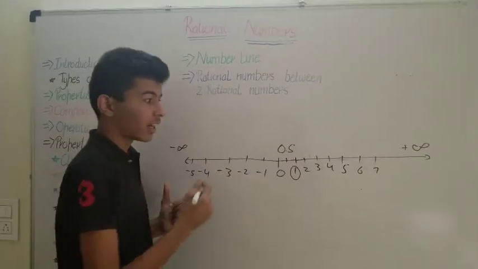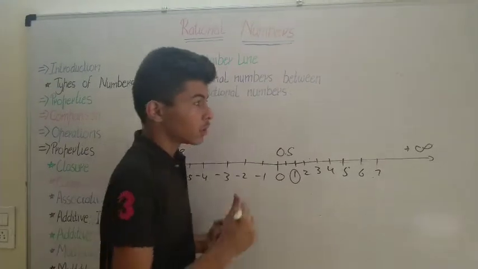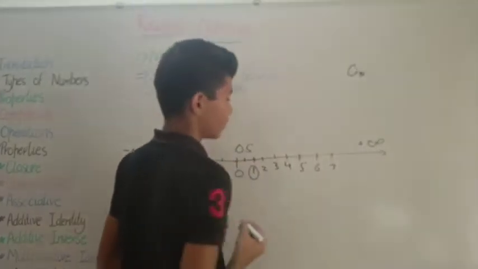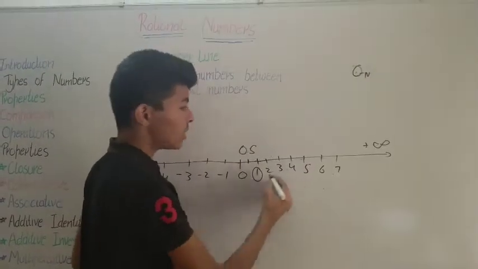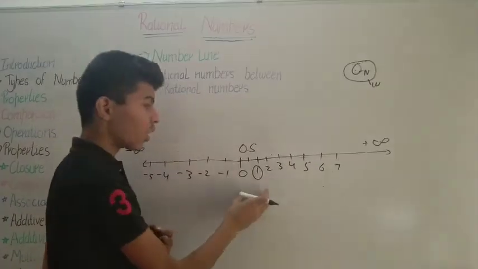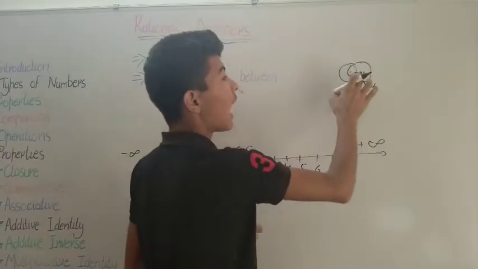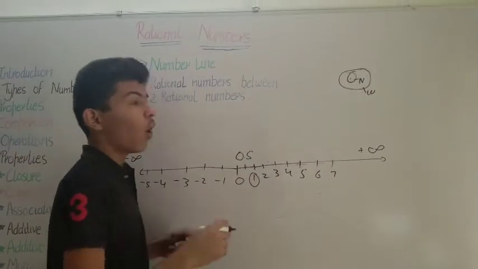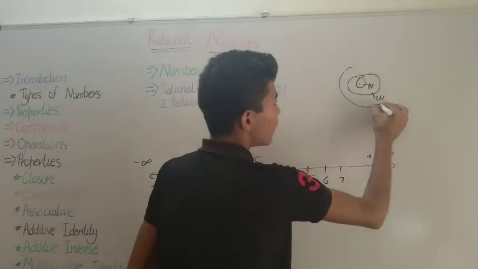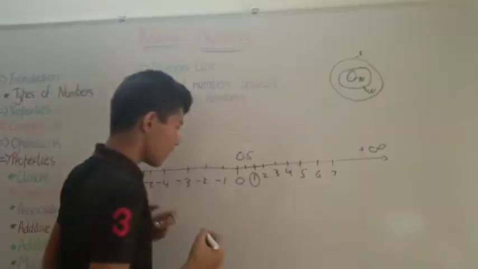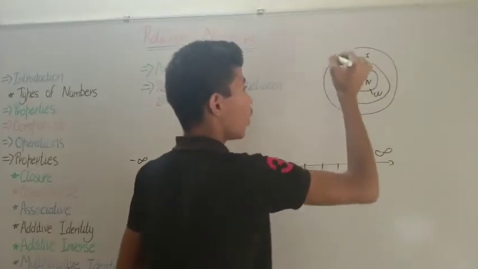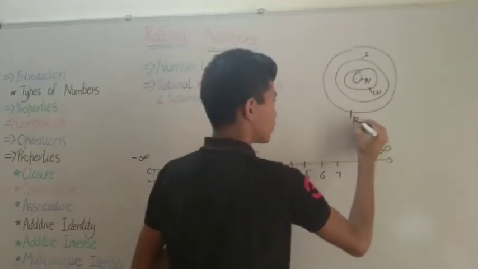So first let's link these numbers. First we get the natural numbers, which can be represented by N. Now if I add 0 to this group, we get the whole numbers. So all natural numbers are whole numbers, but not all whole numbers are natural numbers, because except 0 all the whole numbers are natural numbers. Then we have integers, represented by I, and after the integers we get the rational numbers. So all the integers are rational numbers.